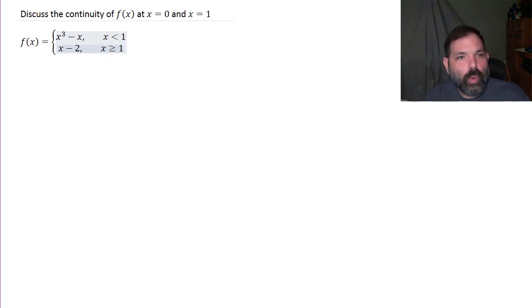All right, so here's a piecewise defined function. The function is x cubed minus x if x is less than 1, and the function is x minus 2 if x is greater than or equal to 1. I'd like for you to determine the continuity of the function at 0 and at 1. Think about what we learned on the first slide and see if you can figure out the continuity of the function at those points. I would recommend that you pause to try those out on your own.